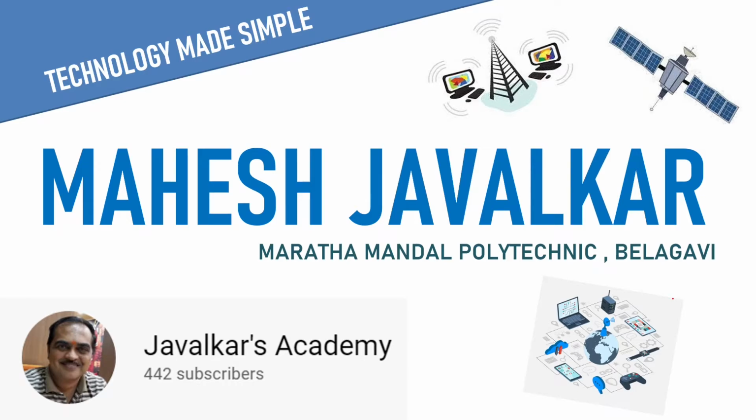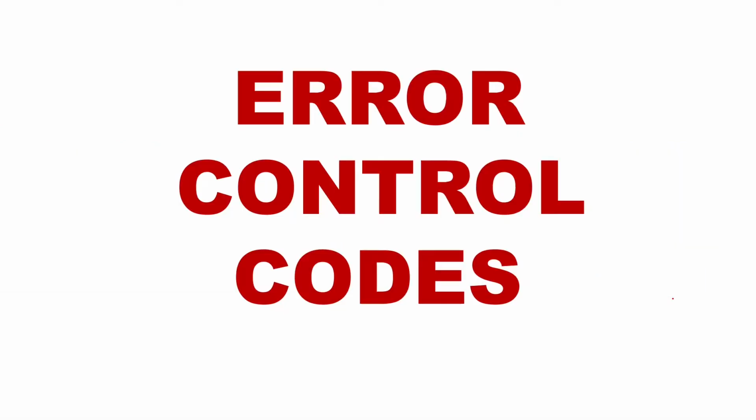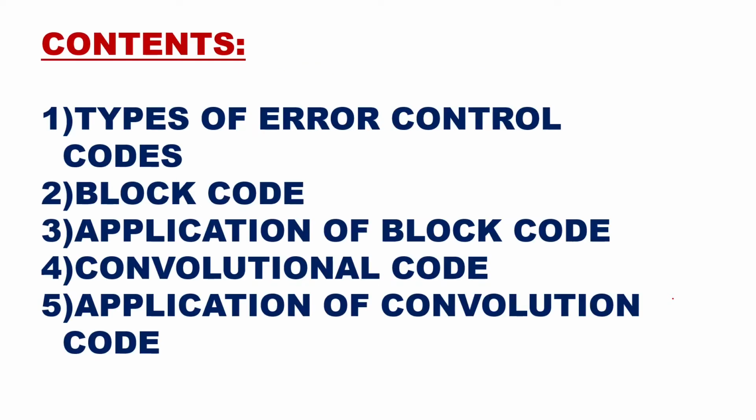Today we'll start with a topic called error control codes, the codes which can control the error, and in which we are going to see two important methods. One is called block code and one is called convolution code. Okay, so let's start with today's topic. Today's topic will be error control codes, and in that we are going to see the following contents.